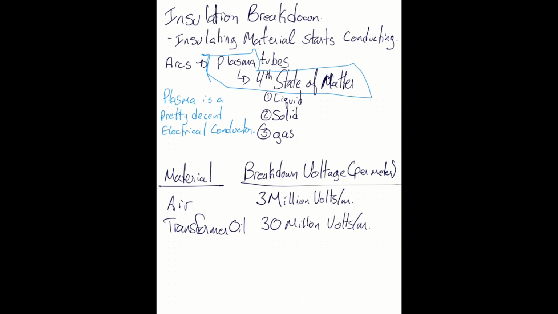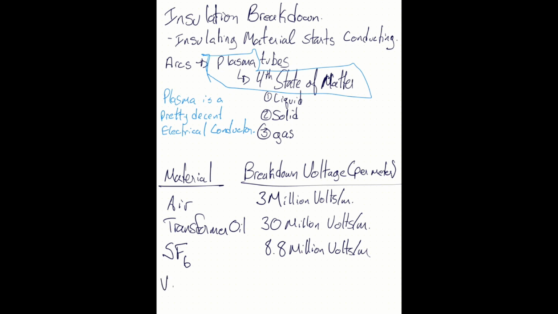Now we're going to talk later in the course about gas insulated switchgear. Gas insulated switchgear does not mean air. Usually it means SF6, sulfur hexafluoride. Sulfur hexafluoride is around 8.8 million volts per meter, so just under 3 times as good as air. What that means is if you had a switch in air, you could get away with a switch that was 1/3 that size if you submersed it in SF6 gas.